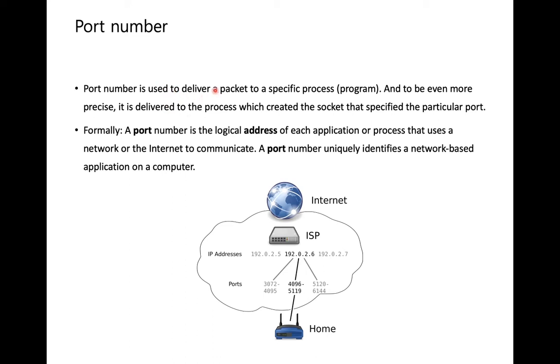A port number is usually used to deliver a packet to a specific process or program, and to be even more precise, it is delivered to the process which created the circuit that specified the particular port, right? Formally speaking, a port number is a logical address of each application or process that uses a network or the internet to communicate. A port number uniquely identifies a network-based application on a computer. Any computer application that is running on a computer and communicates with the outside world should have a door, it should have a port.